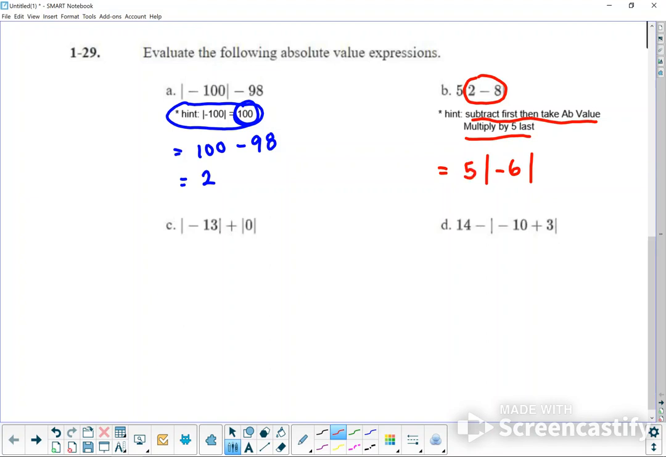Make sure we multiply by 5. Now we got to do the absolute value. So the absolute value of negative 6 is going to be 6. So we got 6 right there. No more absolute value. And then we got to multiply by 5. So 5 times 6 is 30.